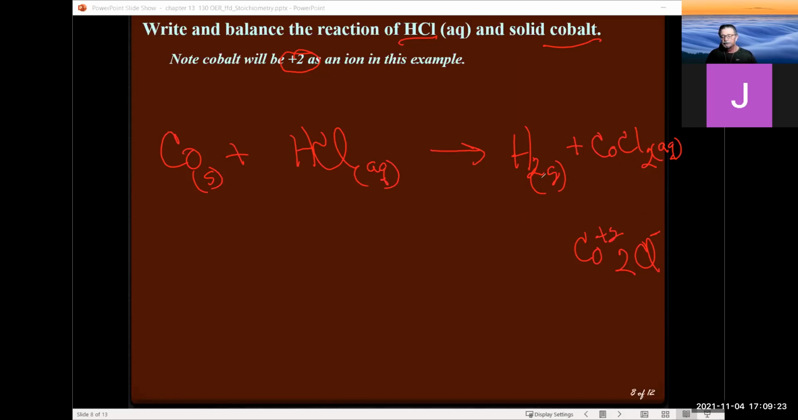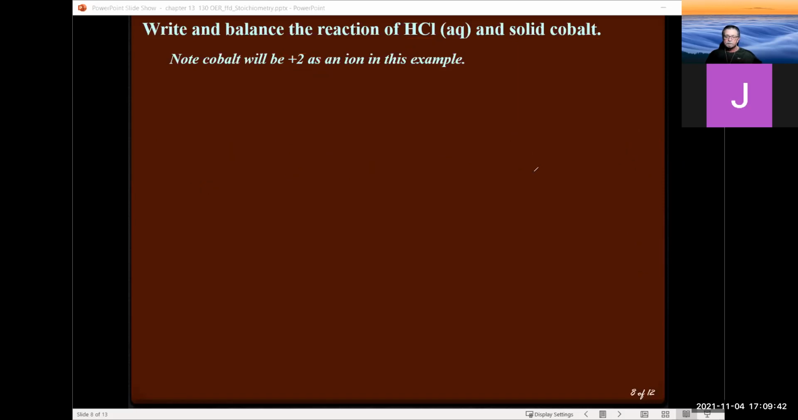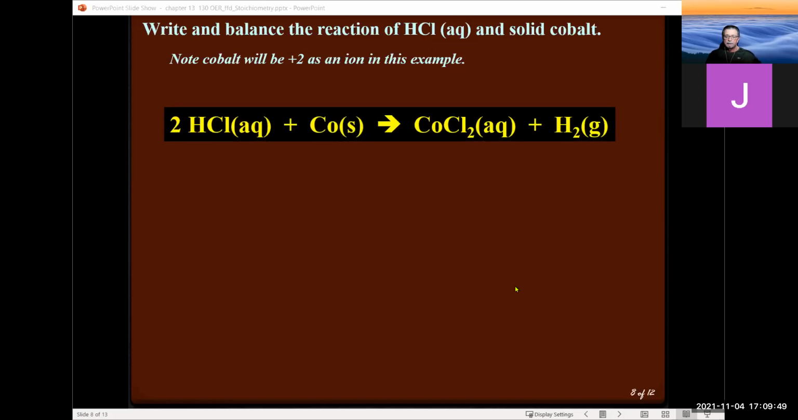Let's balance it. I got 2 hydrogens. What if I put a 2 in front of HCl? That balances my hydrogens, and lo and behold, it does balance my chlorides. Okay, so they're happy. We got 1 cobalt. Everybody's happy. Now let's write the reaction. There it is. So now we have 2 HCl plus cobalt gives us cobalt 2 chloride plus hydrogen gas.